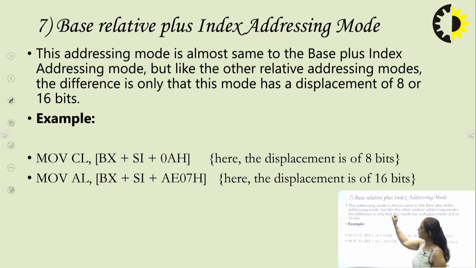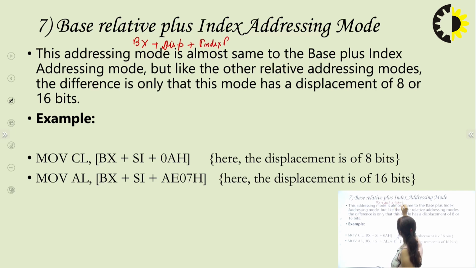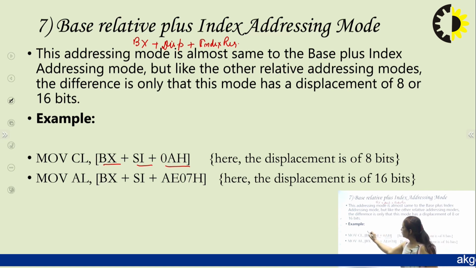So here we have three terms. First we are going to have BX, then displacement, and then some index register, right? So three things will be there. In this addressing mode, it is almost the same as base plus index addressing mode, but some displacement will also be there, right? So for example, MOV CL comma BX plus SI plus 0AH. So here you have seen that this is your base register, index register and 8-bit displacement, right?